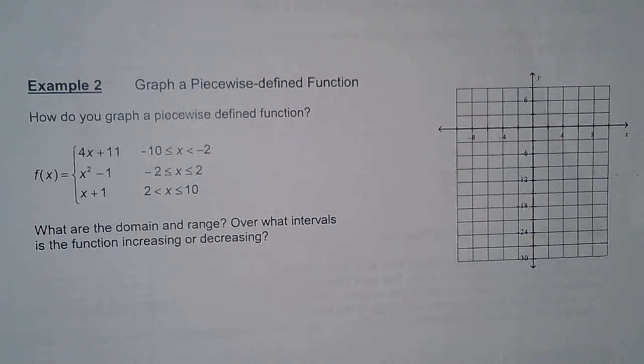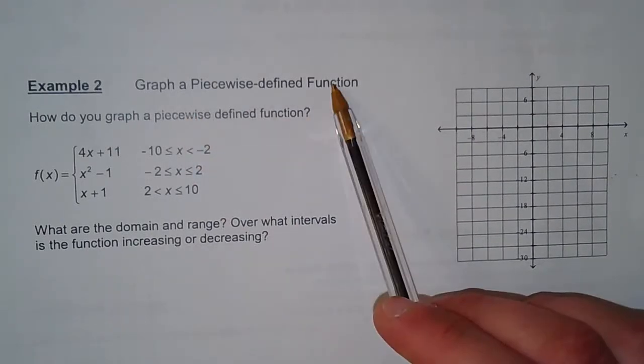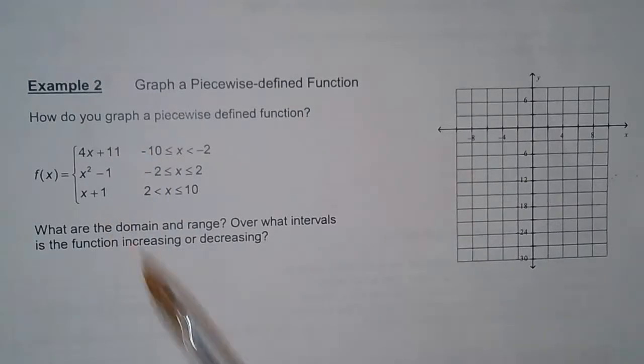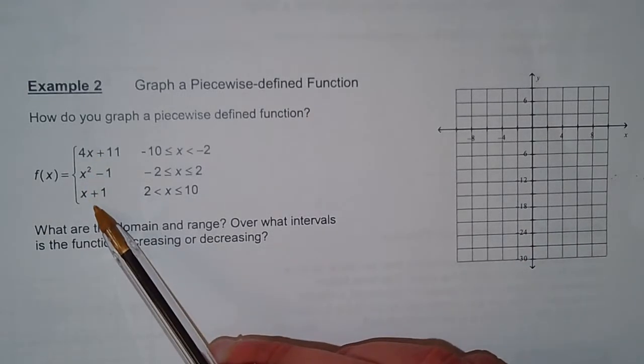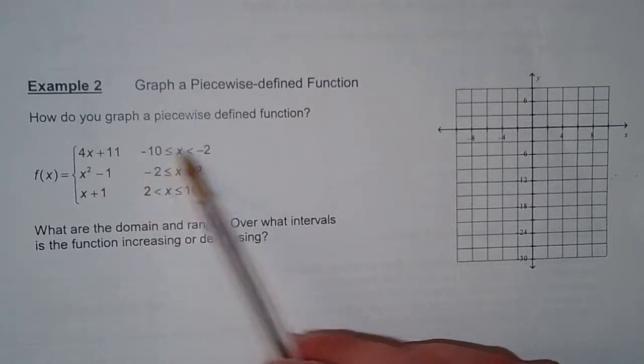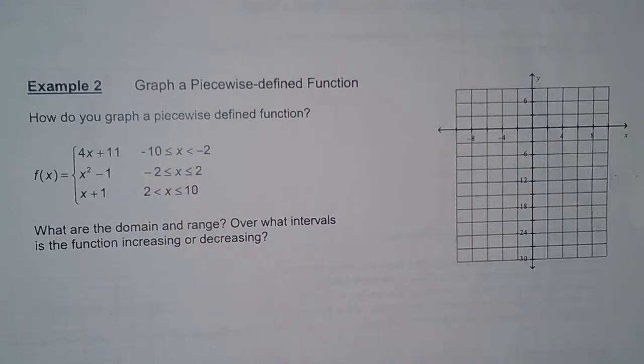All right, so example 2 here is a piecewise defined function. It wants us to graph this. This is the same exact concept as the warm-up. It's just written a little differently. It's written as a piecewise function. So there are 3 separate pieces. We're going to graph each of them on a specific domain.